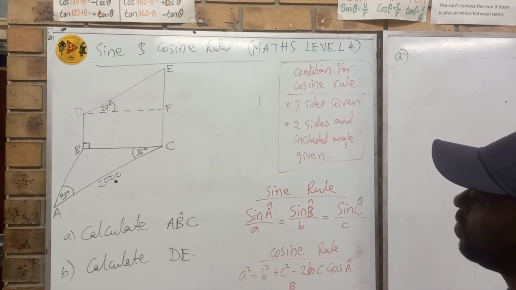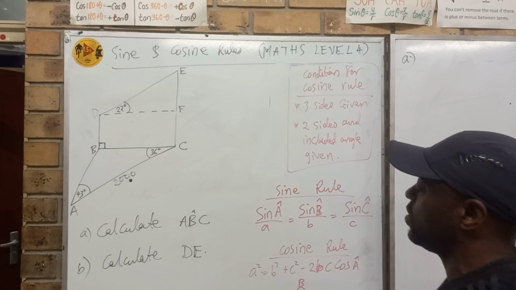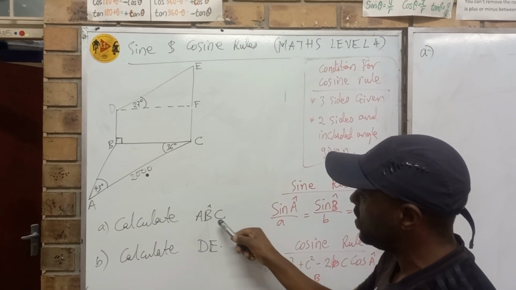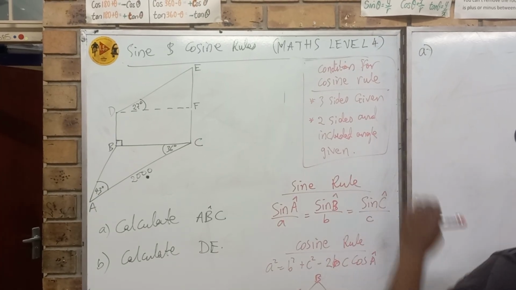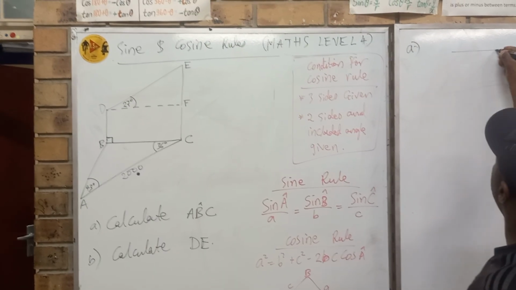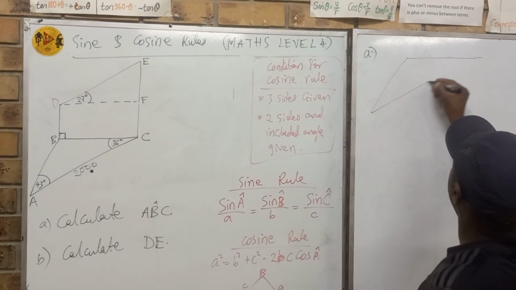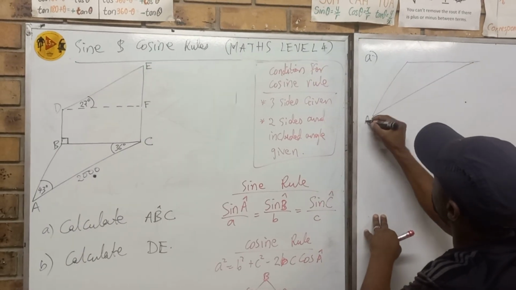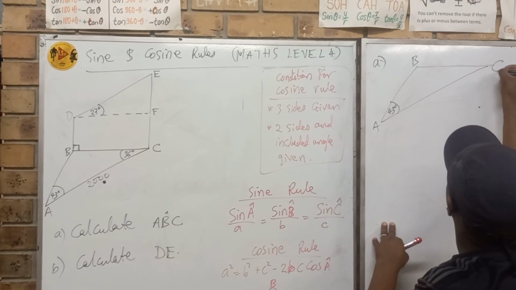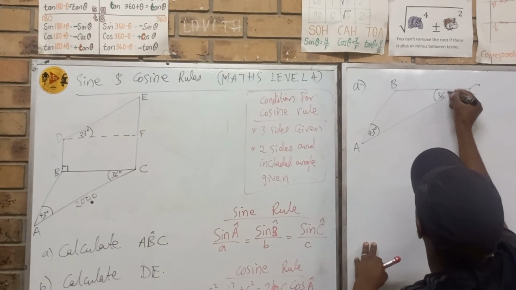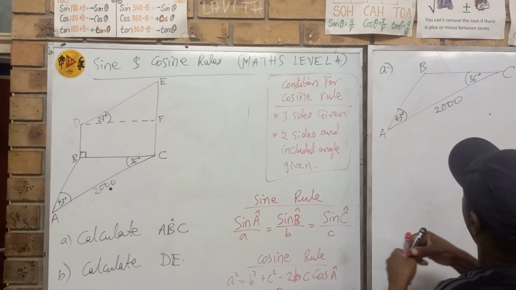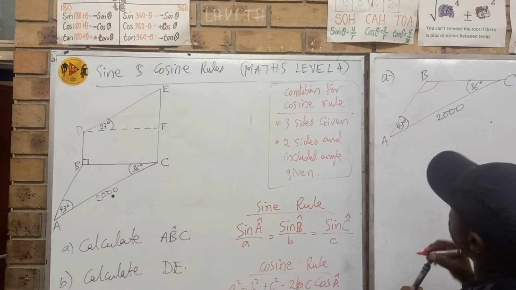So that is the diagram. I am told to calculate angle ABC. When it is written like this, it means we need angle B in triangle ABC. So the first thing I will do is look at the original diagram and cut off the triangle ABC. If I cut off my triangle ABC, it looks like this. I've got my A, angle 43, I've got my B there, I've got my C, this is 36 degrees, then the side AC is 2000. So they need angle B. That is what they are looking for.